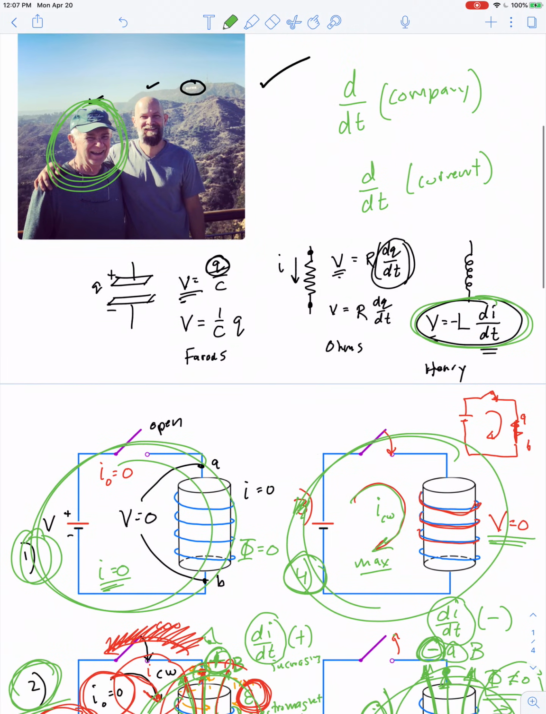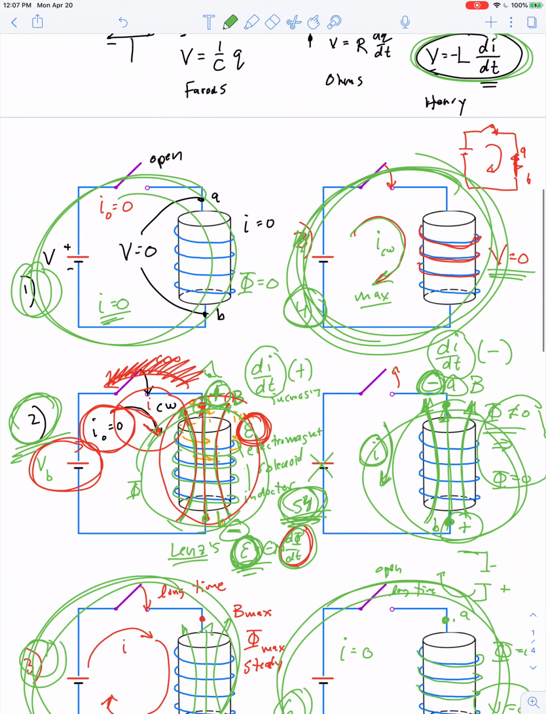It's not that an inductor doesn't like to have a current flow through it. The inductor doesn't like it when the current is increasing, and the inductor doesn't like it when the current is decreasing.